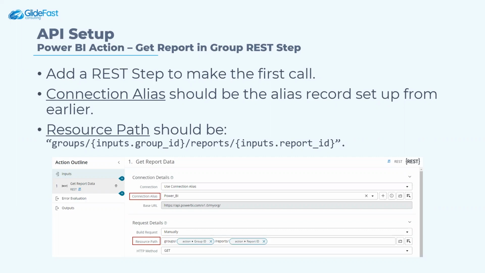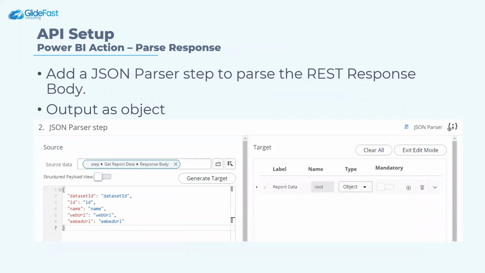And then making sure that you set your HTTP method to get. And next slide. After you make your get call, you should be returned with a JSON response as seen below, where you will receive a dataset ID, an ID of the report, the name of the report, web URL, and embed URL.